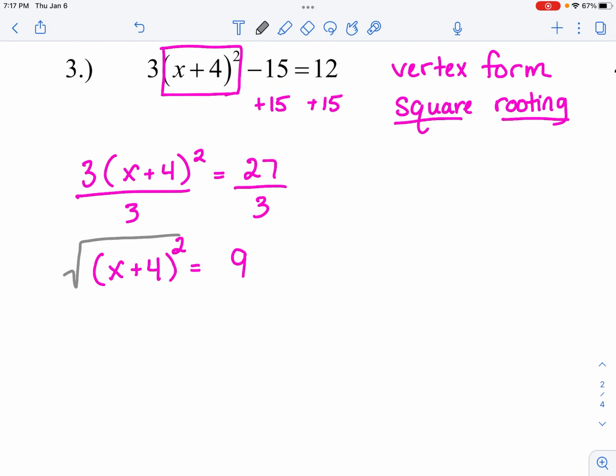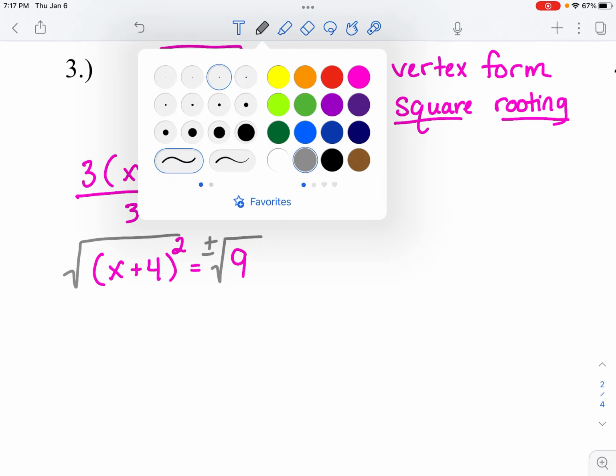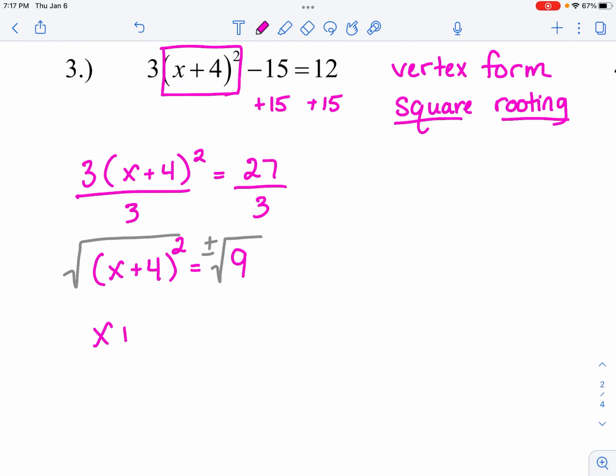So I'm going to square root the left, square root the right. I'm only going to put the plus or minus on the numerical side. That way I don't need to worry about anything later on down the road. So the numerical side will get the plus or minus. All right, so now we're going to have x plus 4 is equal to, in this case, it works out nice, plus or minus 3.